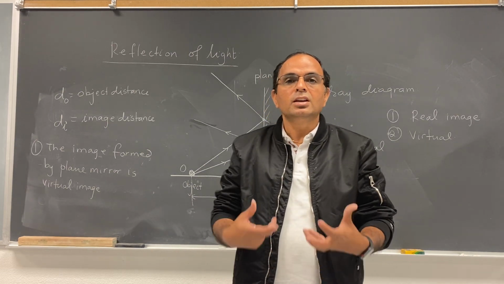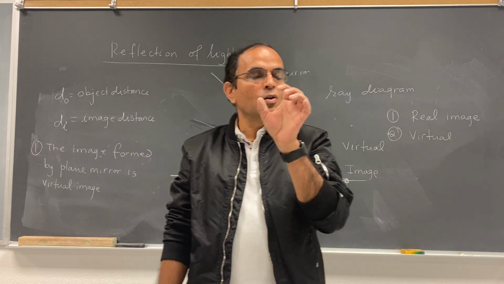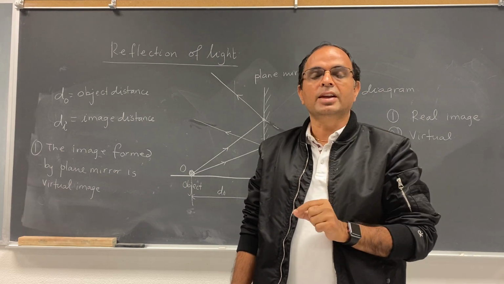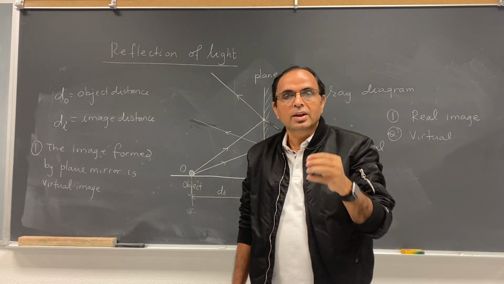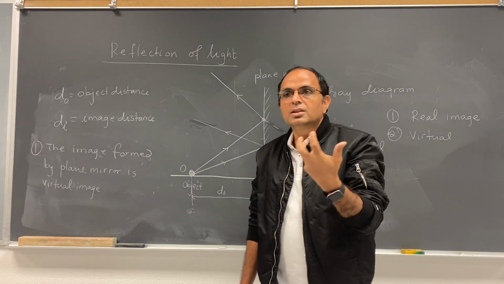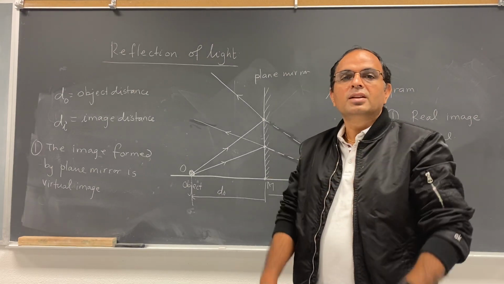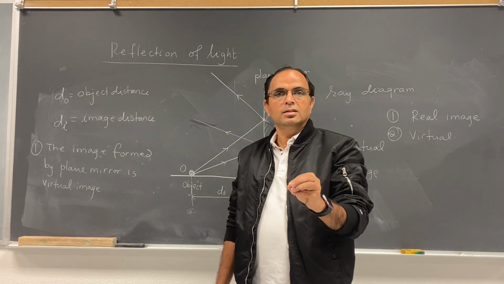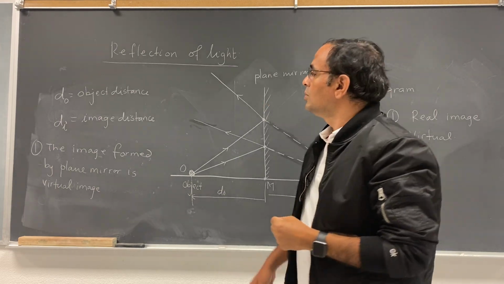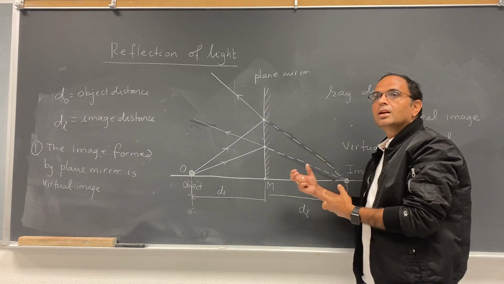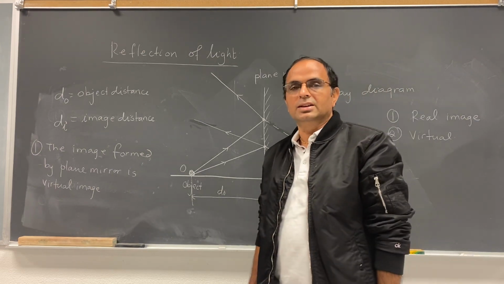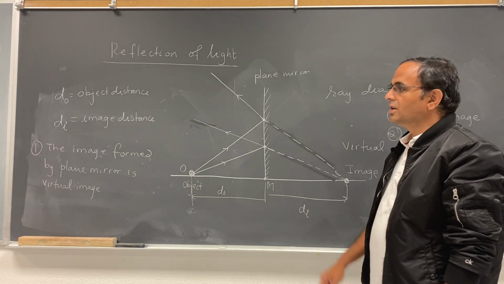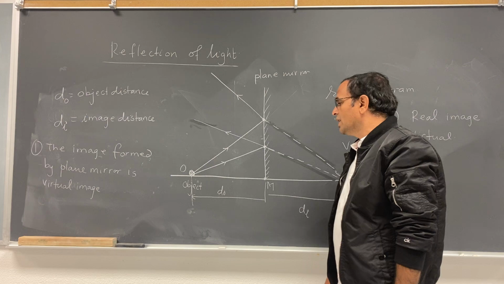A real image you can obtain on the screen. For example, in the old types of camera we used the negative, the plastic film, that is the screen. Like a lens camera, if you have a convex lens, the image formed by the convex lens you can obtain on the screen. That is a real image. Like we have a concave mirror, the concave mirror also produces a real image. But in this case, the plane mirror forms a virtual image. We cannot obtain it on the screen. That is why the image formed by the plane mirror is a virtual image. Number one, first property.